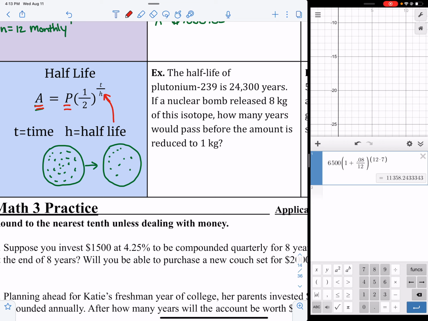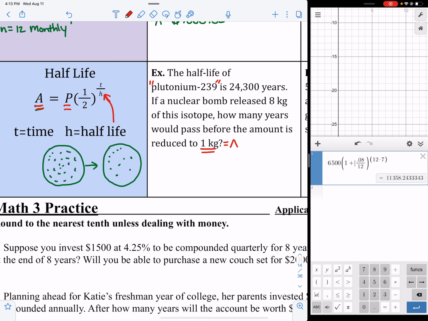So the half-life of plutonium-239. Notice plutonium-239 is the name of an element. The 239 is not something we need to fill in for our formula. But the half-life of that element is 24,300 years. If a nuclear bomb released 8 kilograms of this isotope, how many years would pass before the amount is reduced to 1 kilogram? So they gave us a final amount this time.